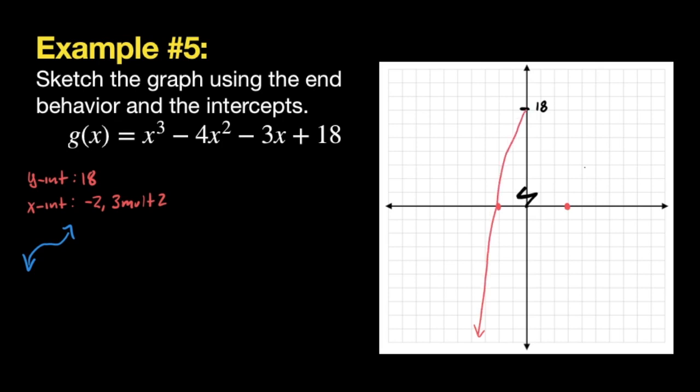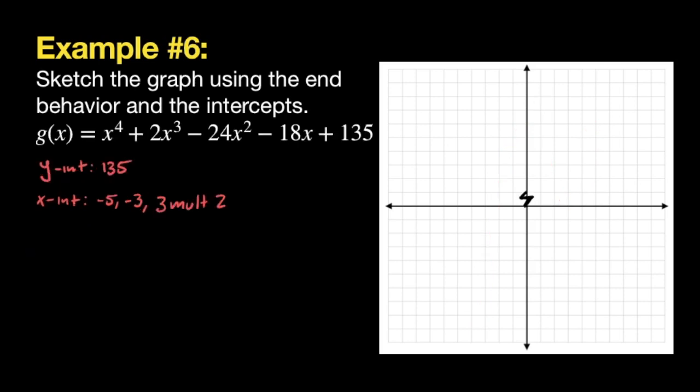And now, remember that at 3, we have a multiplicity 2. So at 3, this is going to bounce. So instead of crossing like it did at -2, it's just going to create a bounce, and then we go back up. And that's how we sketch.